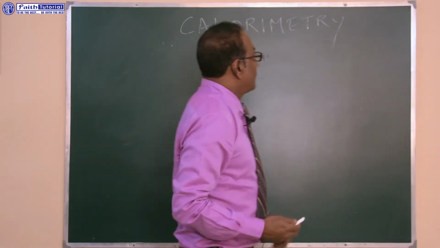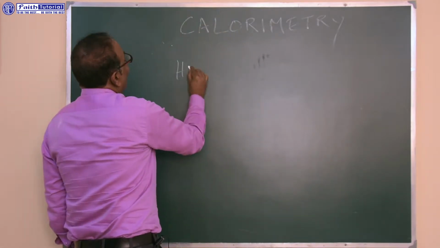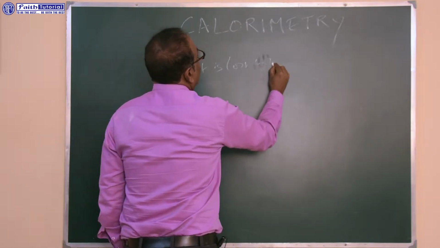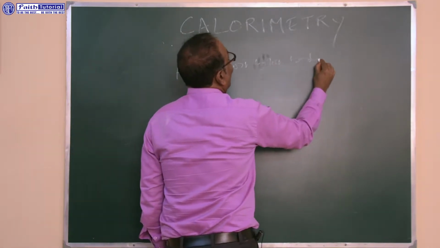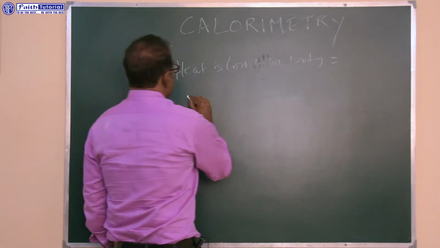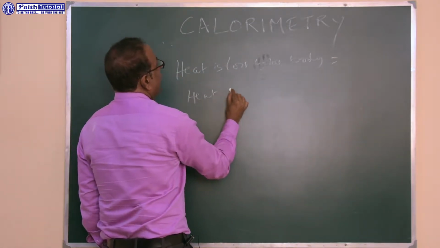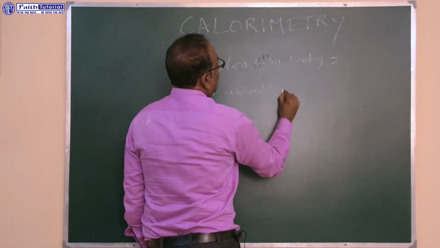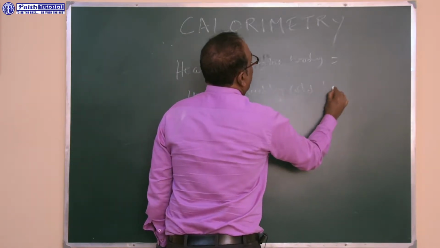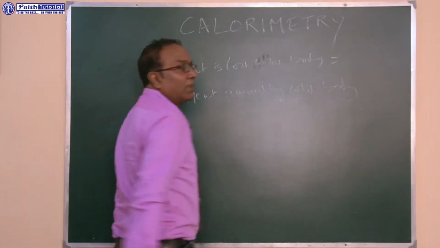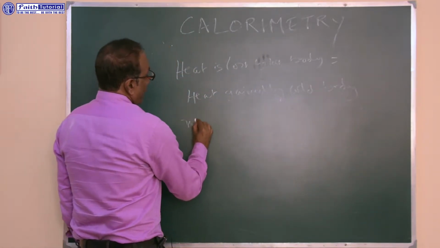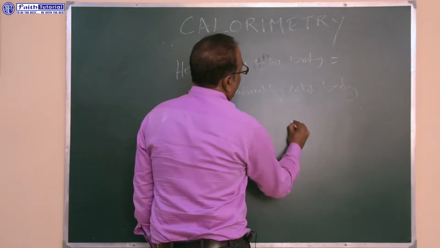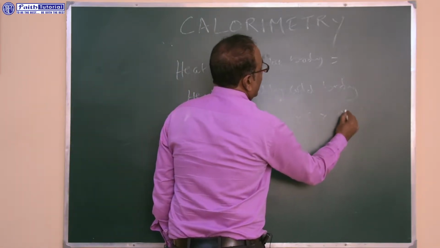So that means heat lost by hot body equals heat gained by cold body is given by the formula m into c into theta equals m into c into theta.